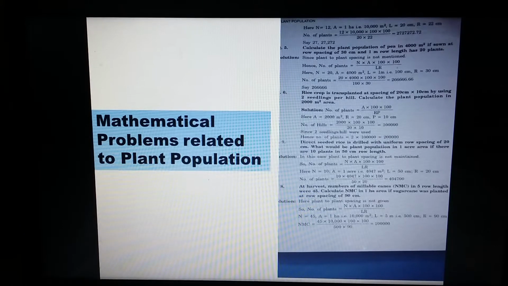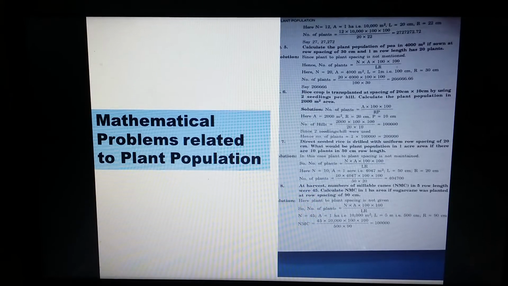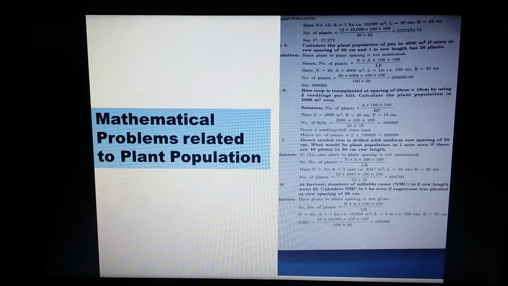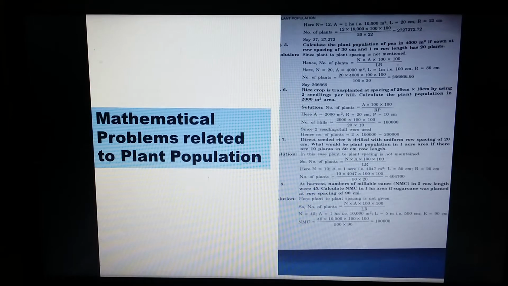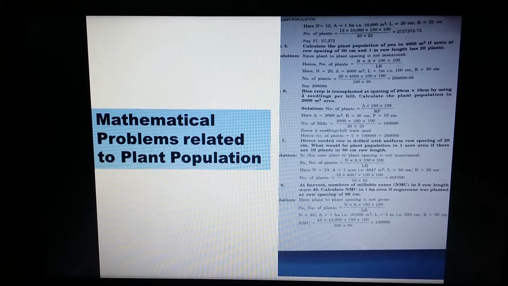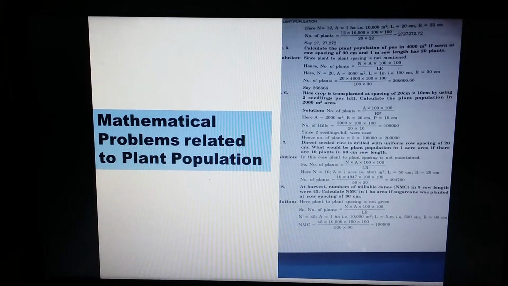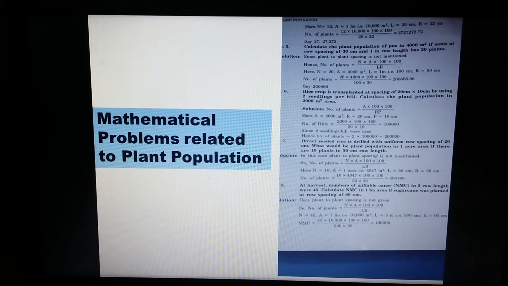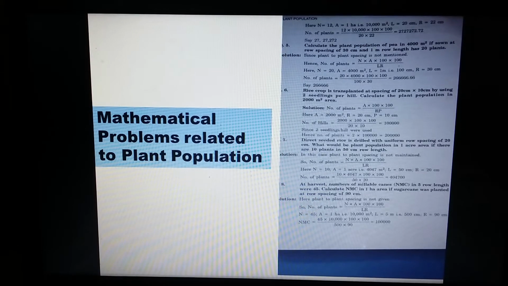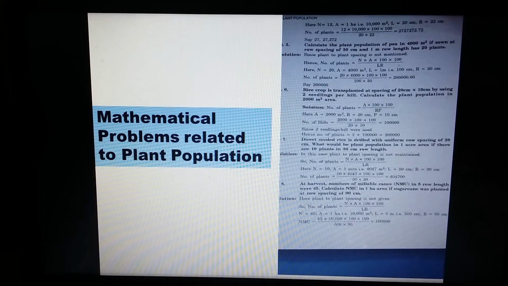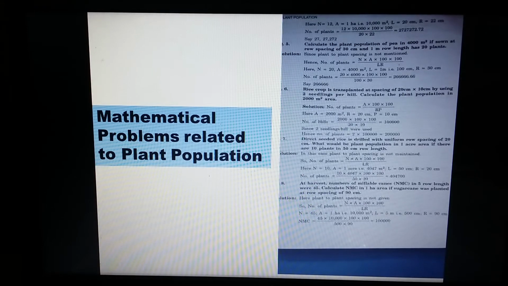A equal to what? 1 acre, that means 4,047 meter square. L equal to row length, that is 50 centimeter. R equal to row spacing, that is 20 centimeter. So the number of plants equal to 10 into 4,047 into 100 into 100 divided by 50 into 20. So the answer will be 4,04,700. Now I think you have solved all those things, so we have an idea of how to calculate the plant population.